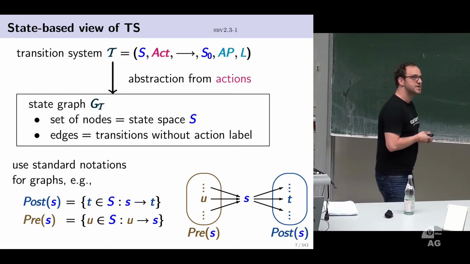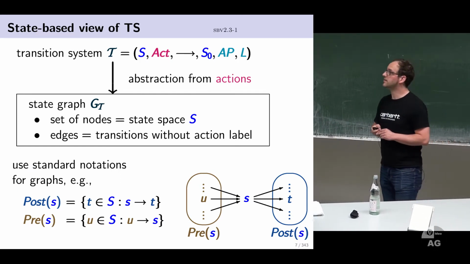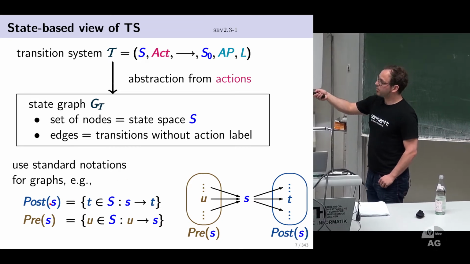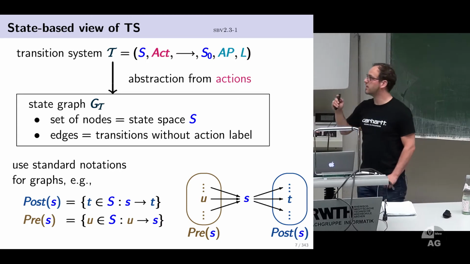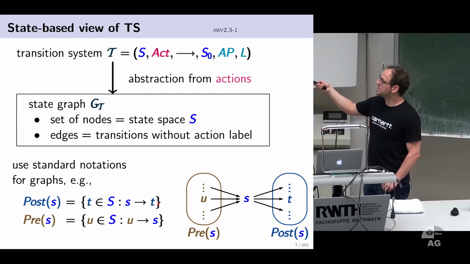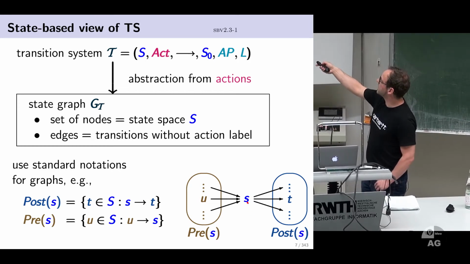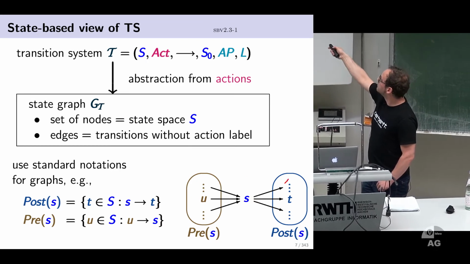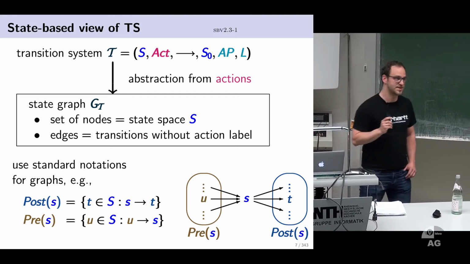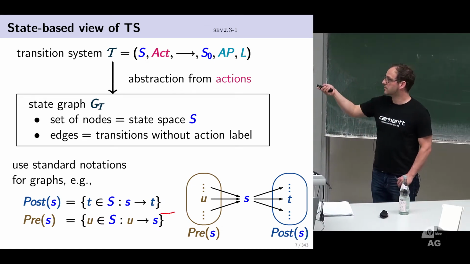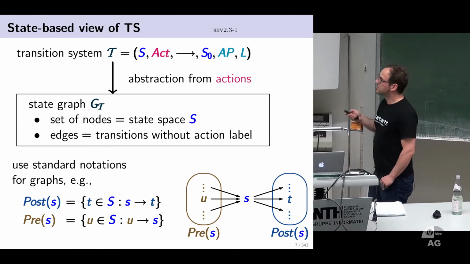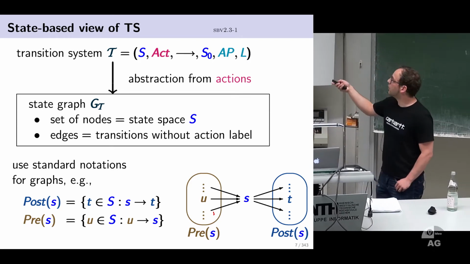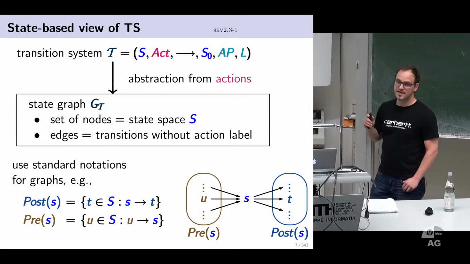Okay, so some notions, some of which you have already seen in the exercise sheet number 1. We're going to use standard notations for graphs. So we use post of S to denote the post image of the state S, meaning it's all successor states of state S. If you think of the state S, then it has some outgoing edges in the state graph, unlabeled, and they lead to some successor states T. And these are put in this set post of S. And similarly, we have pre of S. It's the pre-image of the state S. It's all predecessors that can go in one step to the state S itself.